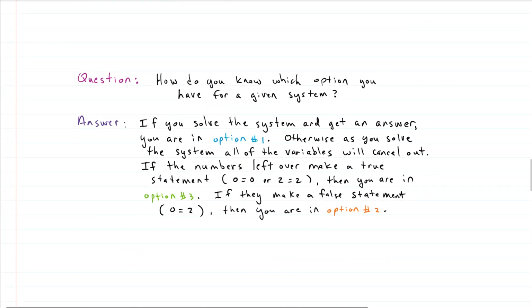How do you know what option you're in when you are given a system? Well, good thing for us, it's fairly simple. You just start solving the problem. And if you get an answer, you're in option number 1, meaning you have one solution and that's it, as long as you did your algebra correctly. Otherwise, when you're solving the system, all of the variables will drop out, and you'll just be left with numbers and equal signs. If those make a true statement, like 0 equals 0 or 2 equals 2, then you are in option number 3, and you have infinite solutions. If those numbers and equal sign make a false statement, like 0 equals 2, which is not a valid mathematical statement, then you have no solution, and you're in option number 2.